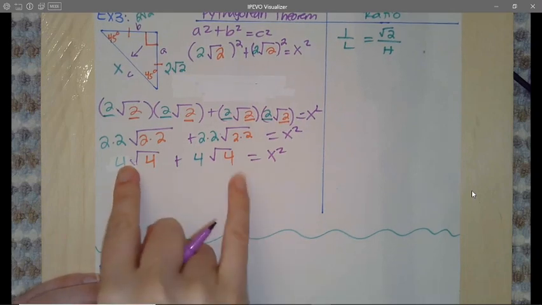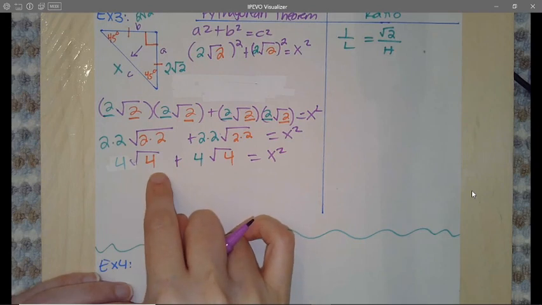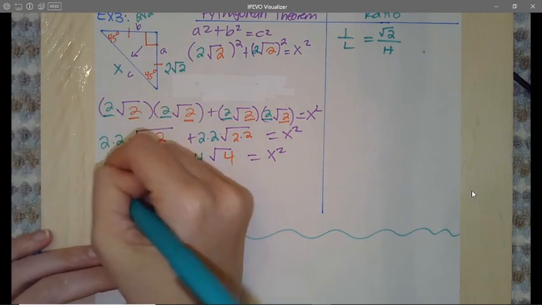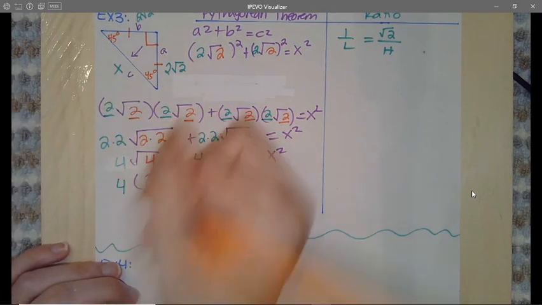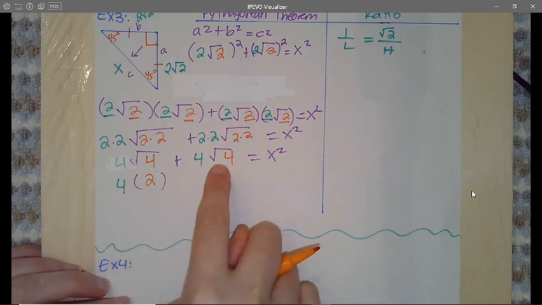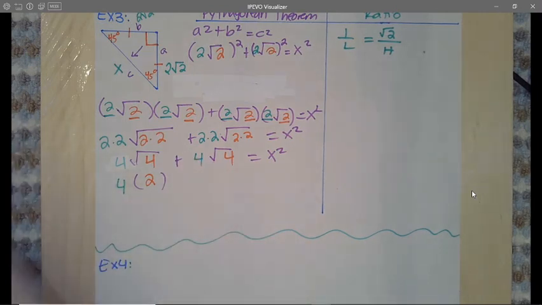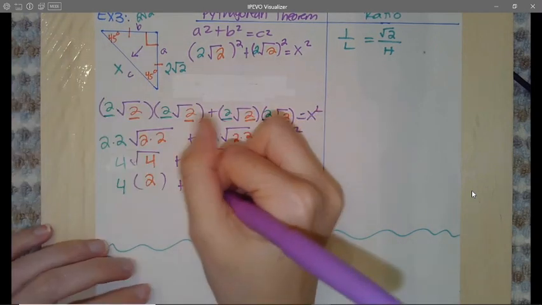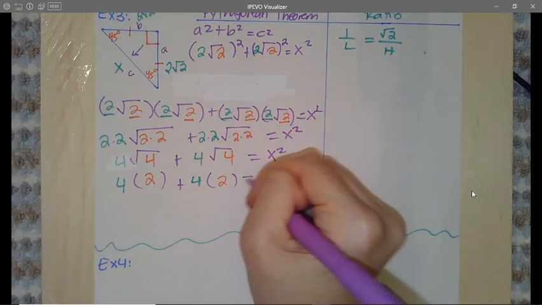Alright, and guess what, you guys? What's the square root of root 4? Well, root 4 is 2. 2 times 2 is 4. Okay, and this is multiplying to the 4. So the square root of 4 is 2, so this will be like 4 times 2, because the square root of 4 is 2. Same thing over here, the square root of 4 is 2, and since these two are secretly multiplying, it'll be like 4 times 2. So plus 4 times 2. And that will equal x squared.